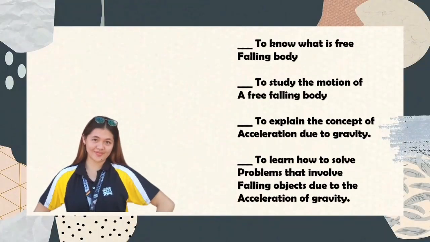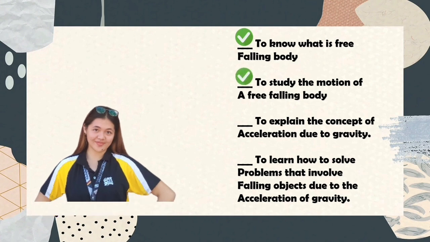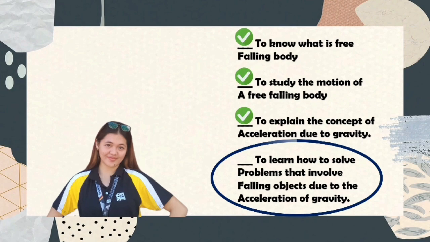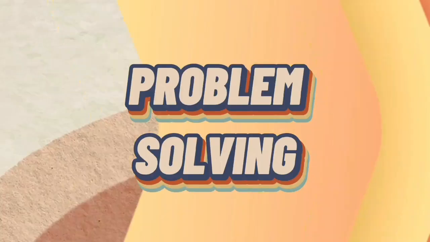So, we are done with our first three objectives. And now, let us achieve the fourth and the last one, which is to learn how to solve problems that involve falling objects due to the acceleration of gravity. Let's try the sample problems.